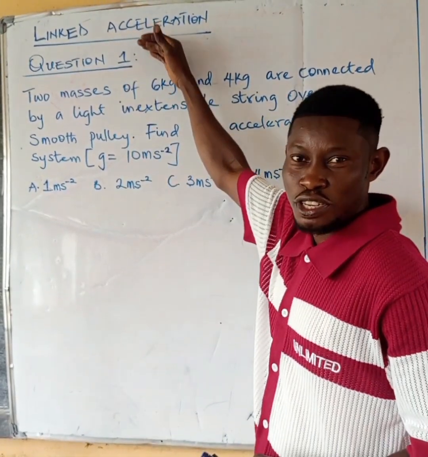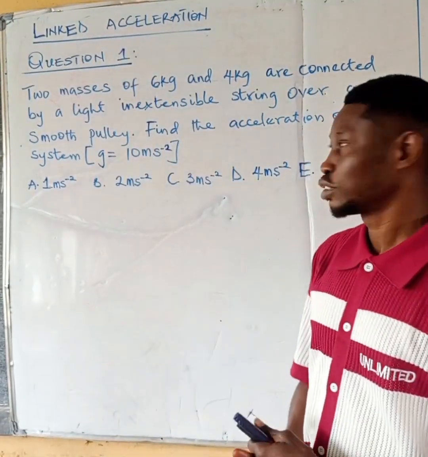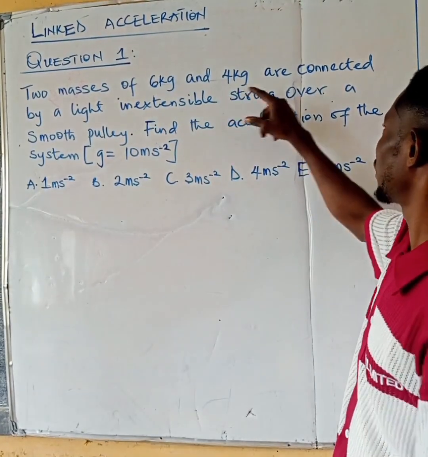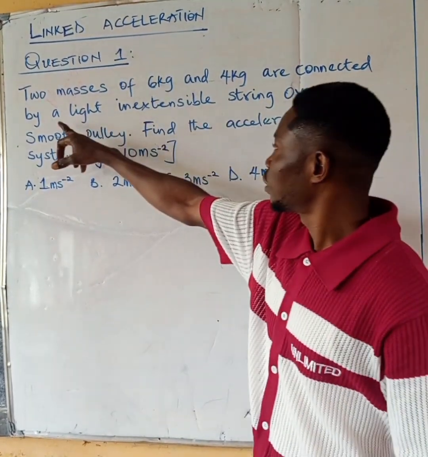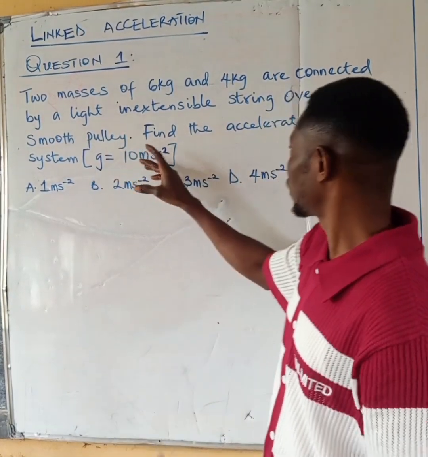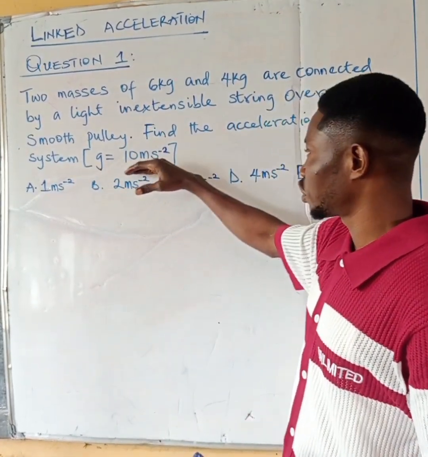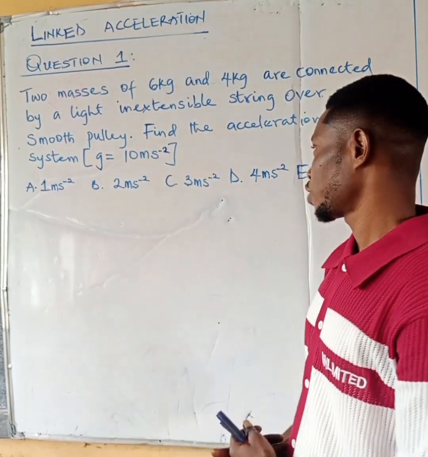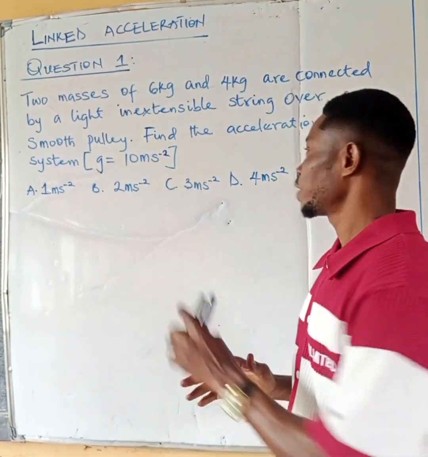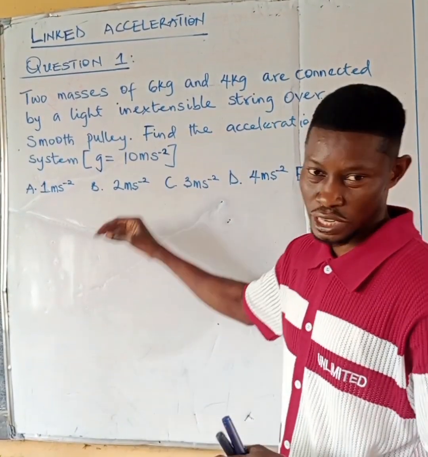Here is a question on the board, and this is on linked acceleration. The question says two masses of 6 kg and 4 kg are connected by a light inextensible string over a smooth pulley. Find the acceleration of the system, and you are given g to be 10 meters per second squared. So these are the options. We're going to solve this problem and find the correct option among the ones given.